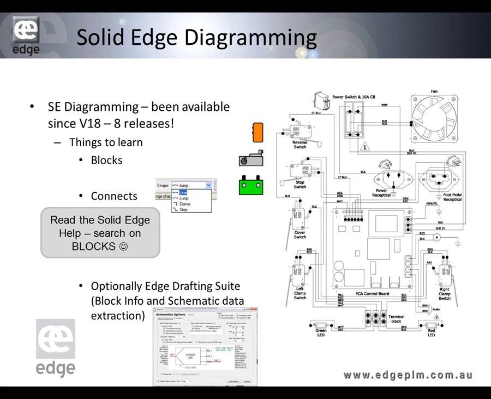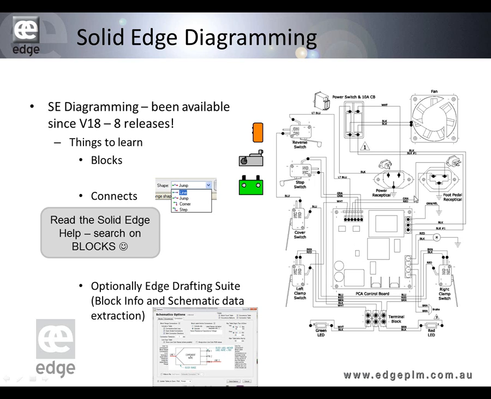We've got a couple of things that you need to learn about that are a little bit new or different from what you've been doing. First is blocks. We use blocks to describe components. If we look at the diagram we have here across on the right, we'll see we've got a fan, and we've got some switches, and we've got a controller board here, and some indicator lamps, and power sockets, and what have you.